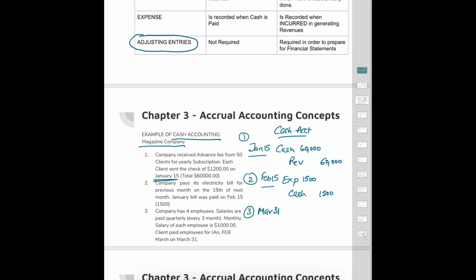Next entry was March 31, and that is also an expense because they are paying out. So the total expense was $12,000 for 3 months for 4 employees, $1,000 each. So $12,000 they paid to employees, and the cash went down by $12,000. Okay. Now, with the cash accounting, if the company had to prepare the financial statements monthly, okay, monthly.